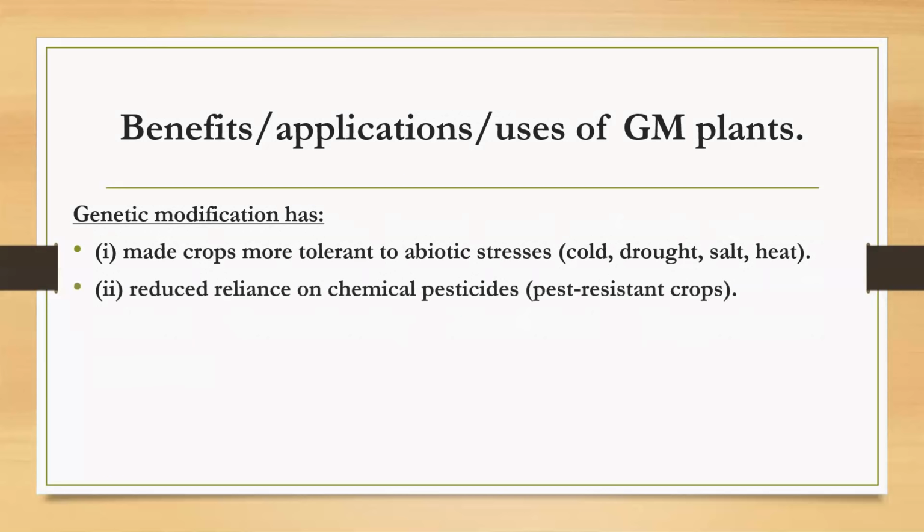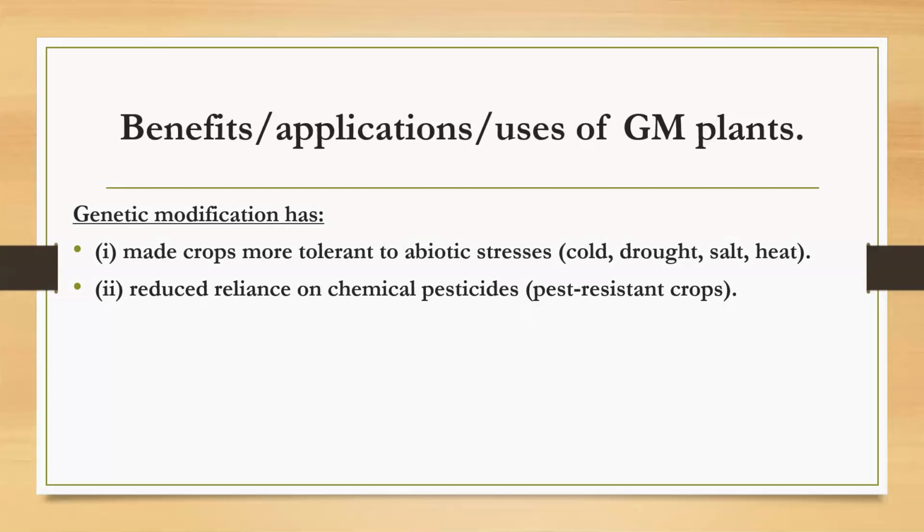Another one: genetic modification has reduced the reliance on chemical pesticides. For example, pest resistant crops help to reduce the excessive utilization of pesticides. In the same way, insect-resistant varieties help to avoid the usage of chemical insecticides.